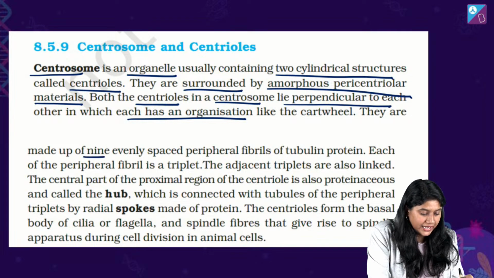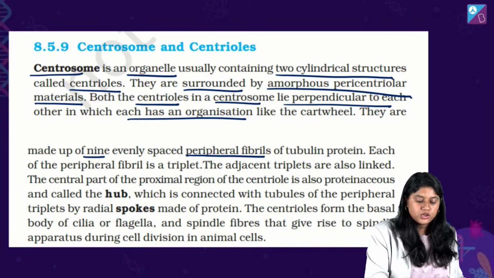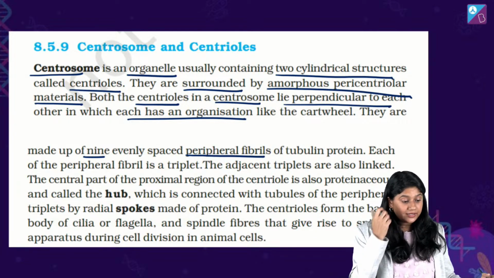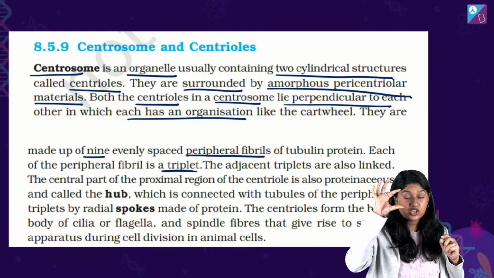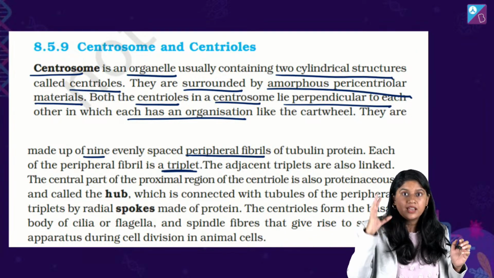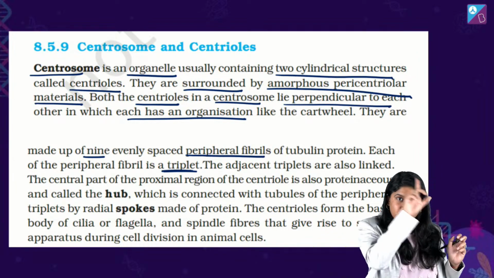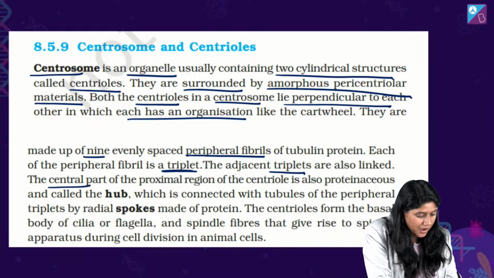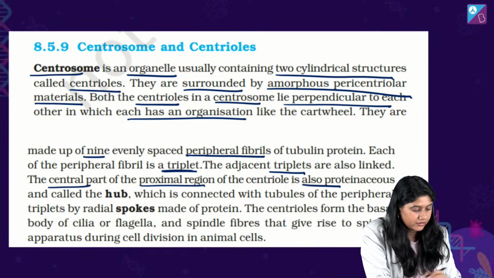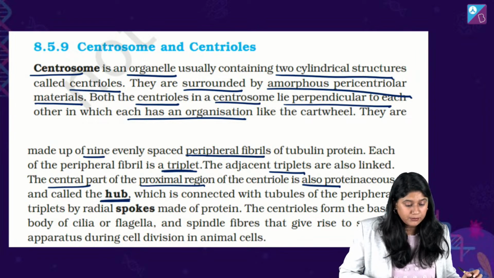They are made up of 9 evenly peripheral tubulin proteins, right? And of course, they are called triplets. They have 9 of it and they are arranged in 3s. There are 3 and all together, and of course there are a total of 9. Adjacent triplets are also linked. The central part does not have anything, and we call it a hub.